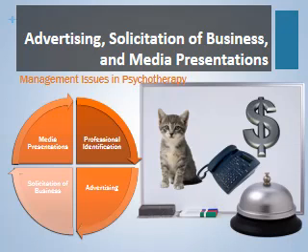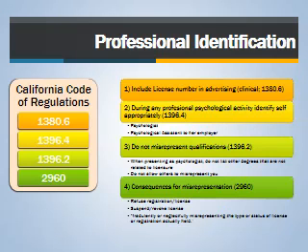What about advertising? With regard to advertising, a few things you want to know about, and it's basically you want to be clear, you want to be honest. Professional identification. So you need to be very clear about who you are, and there's California codes and laws about this. You need to include your license number, any professional activity.